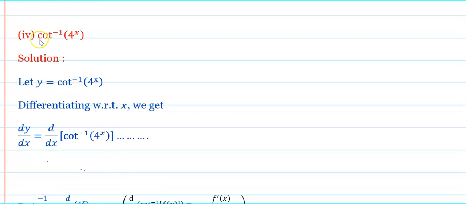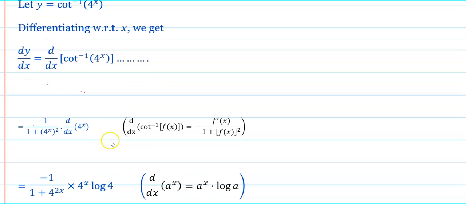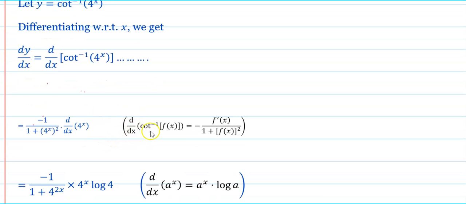Next, cot inverse of 4 raised to x. Let y is equals to cot inverse of 4 raised to x. Differentiate this with respect to x. dy by dx is equals to d/dx of cot inverse of 4 raised to x. Okay, again the d/dx of cot inverse of f of x is equals to minus f dash of x upon 1 plus f of x bracket square. Similarly here, minus sign 1 upon 1 plus f of x means what? 4 raised to x bracket square into d/dx of 4 raised to x.